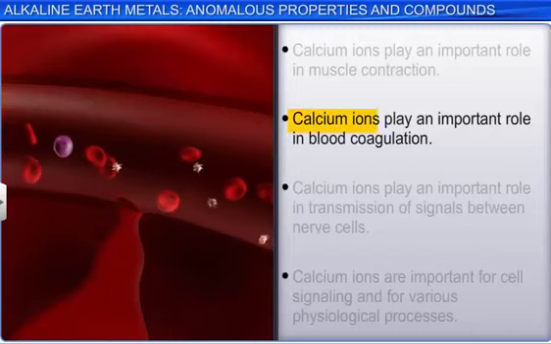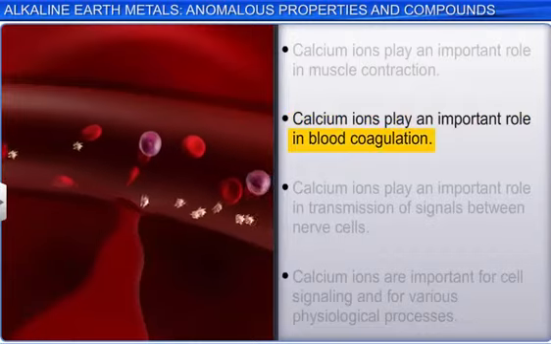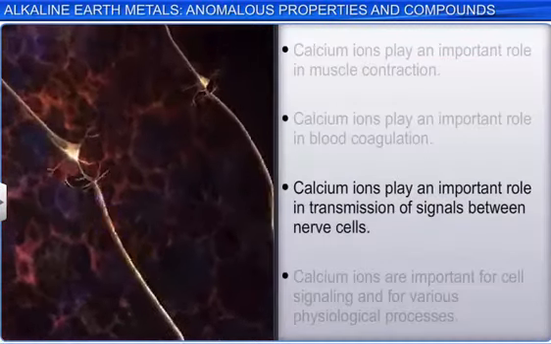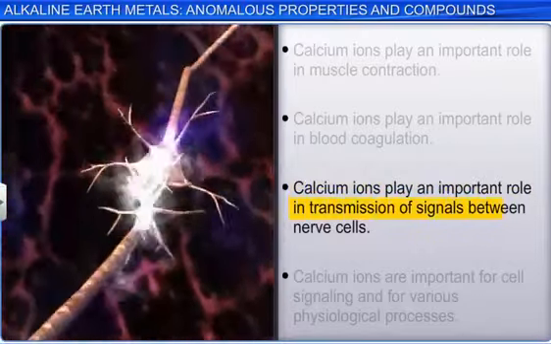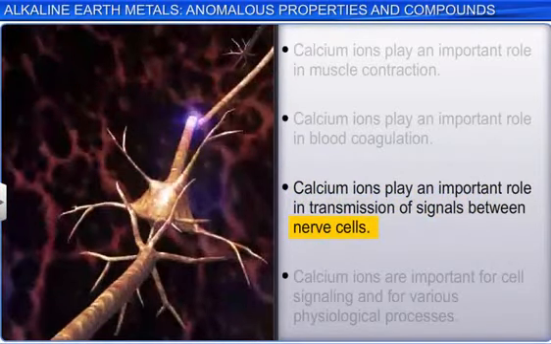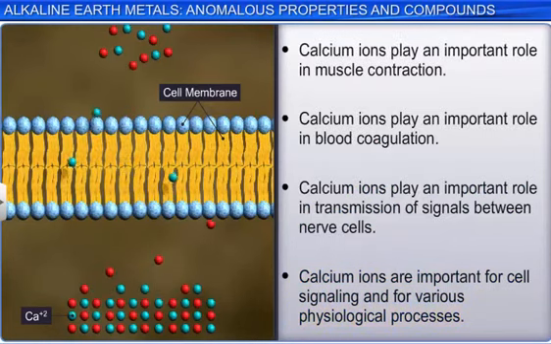Calcium ions also play an important role in blood coagulation. Calcium ions are essential for the transmission of signals between nerve cells. Calcium ions are important for cell signaling and for various physiological processes. Calcium channels regulate the transportation of calcium ions across cell membranes.